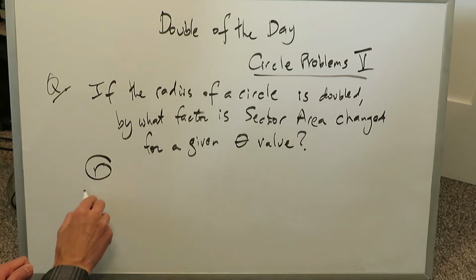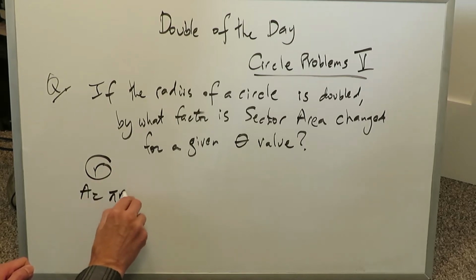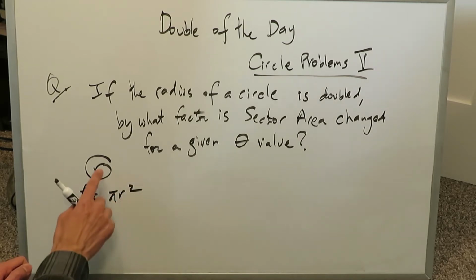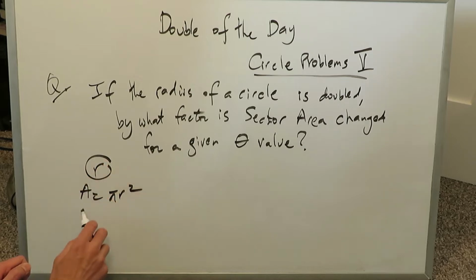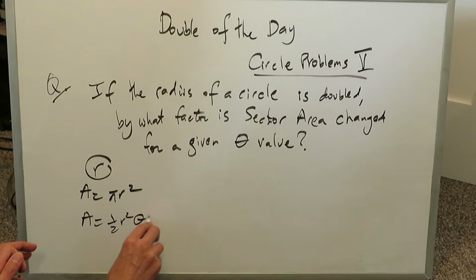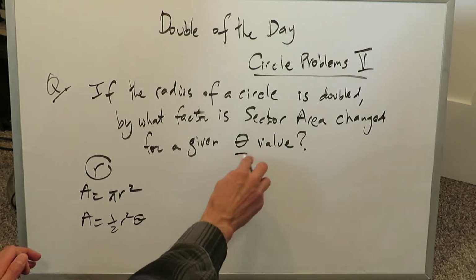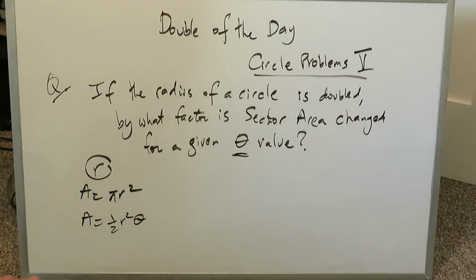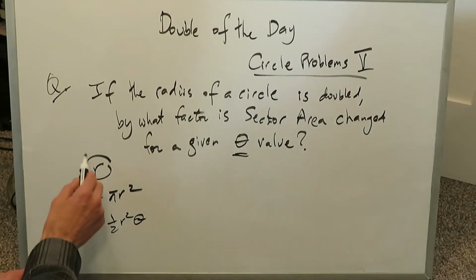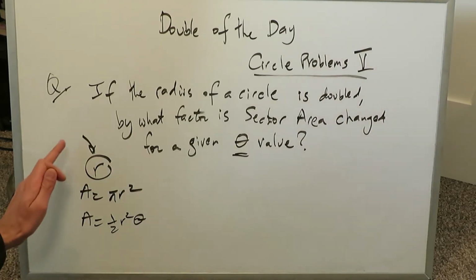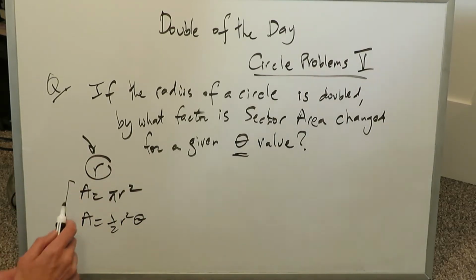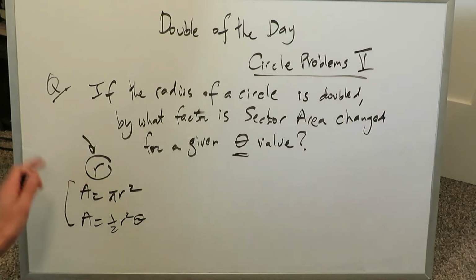At this given radius, the area of a circle is always equal to pi r squared. At the same radius, what is the value of a sector area? Half r squared theta. We don't have to worry too much about this. This is just more to distract you than anything. What you're really worried about is this right here, the radius. Everything here represents the original dimensions for a given radius.